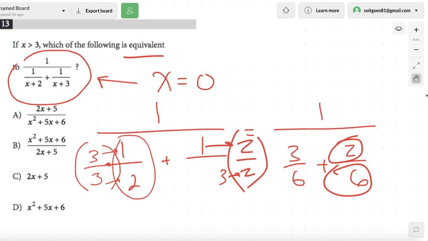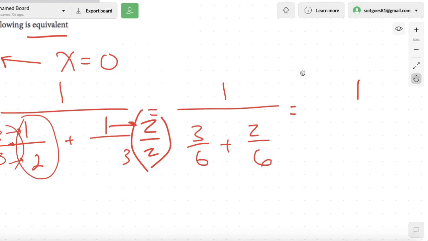All right, now that I've got a common denominator, I can add these. Do you remember how to add fractions, Caden? Yes. Okay, how do I add fractions? You add the tops, but... Yeah, add the top, keep the bottom. So we get 5 over 6, right? Any questions about that? No.